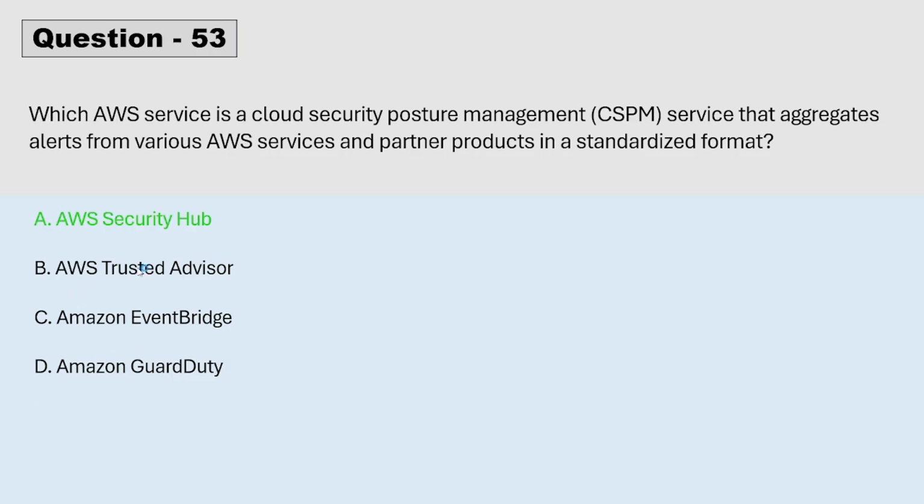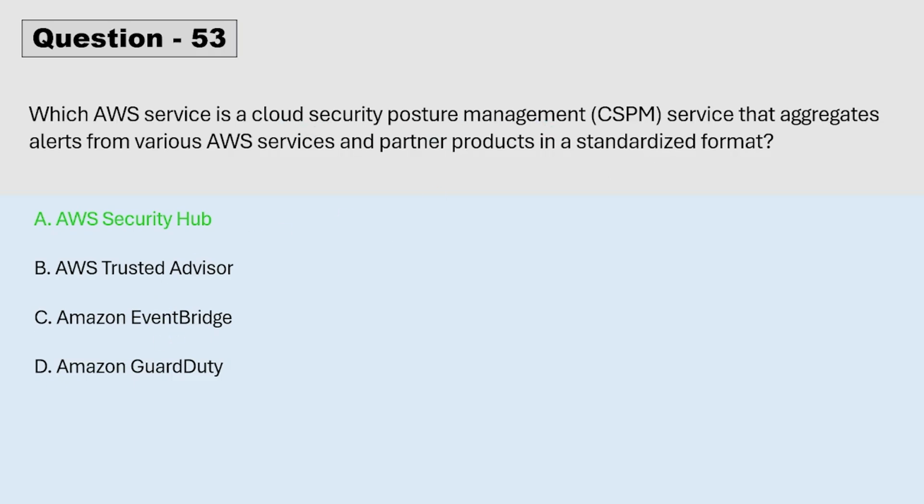Right? So it seems quite obvious that this is the answer, right? Because this is the requirement of the question as well, to aggregate and prioritize security findings and then to fix them as well. Now, what is AWS Trusted Advisor? It provides recommendations for optimizing AWS resources for cost saving, performance, security, and fault tolerance. While it offers security related checks, it is not specifically a CSPM service, that is Cloud Security Posture Management.